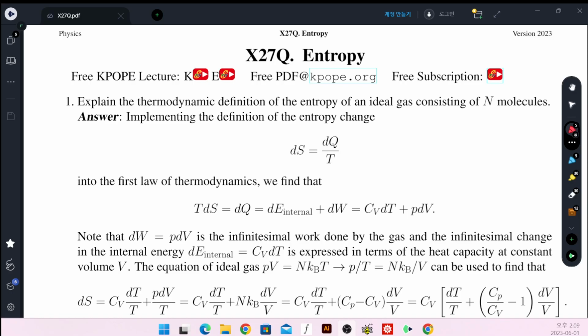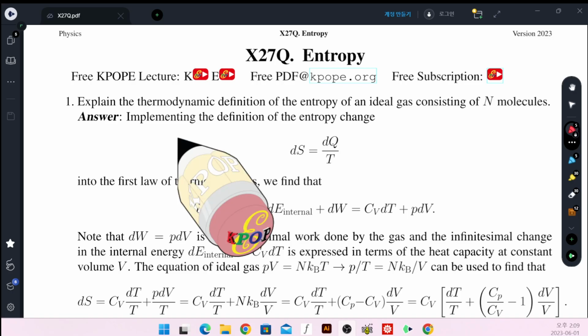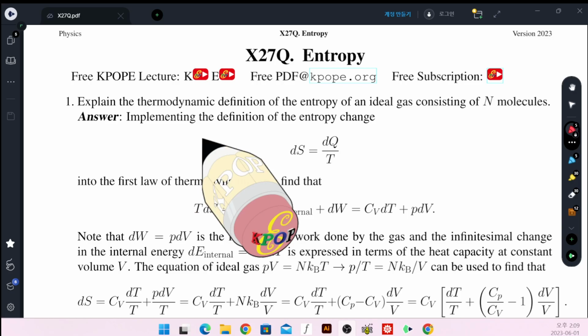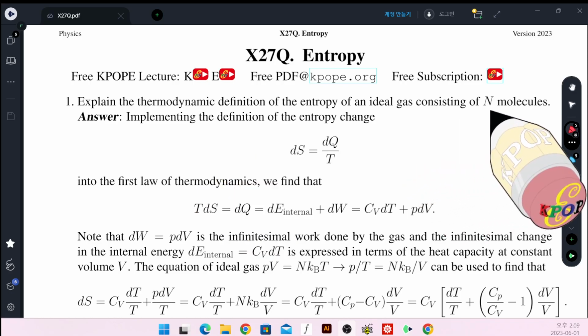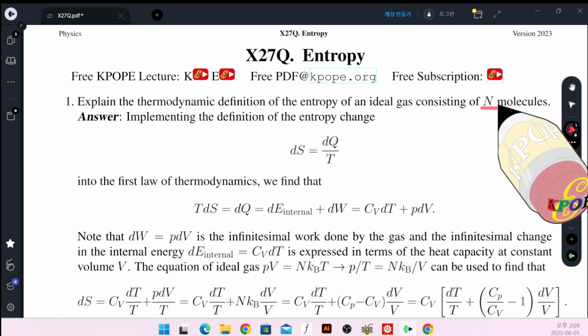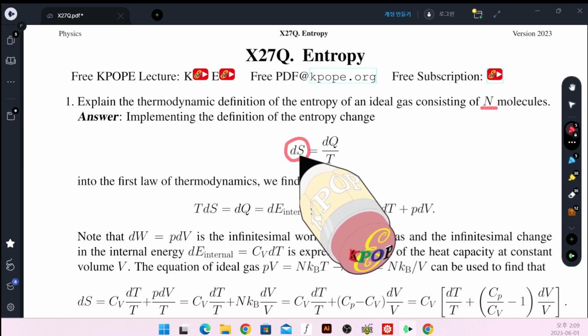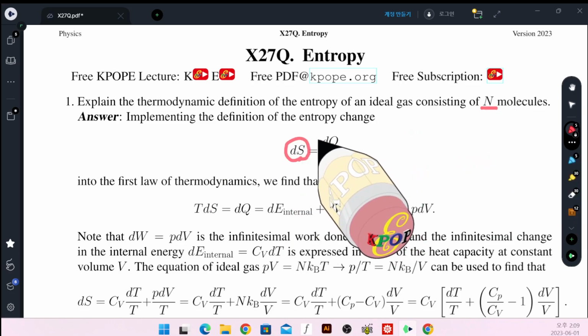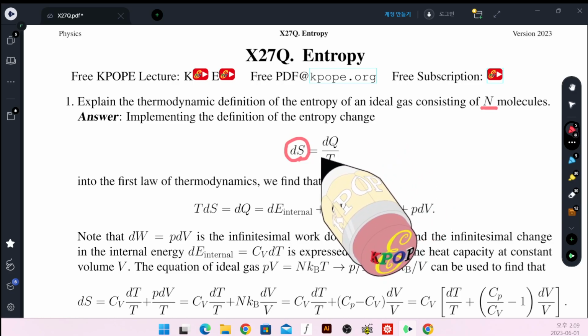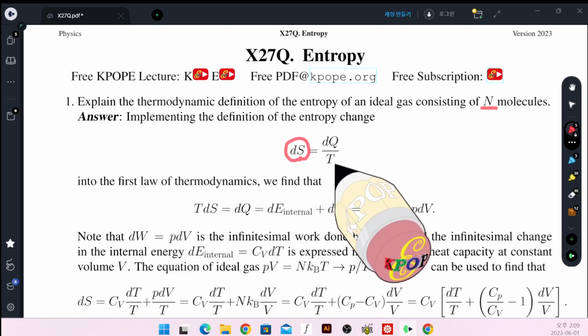Today we study X27Q entropy. The first one: explain the thermodynamic definition of the entropy of an ideal gas consisting of n molecules. The differential of entropy is defined by the heat transfer to the system divided by the temperature.